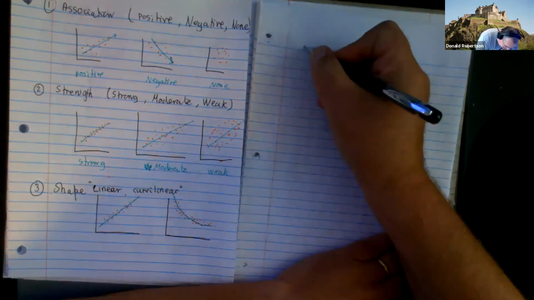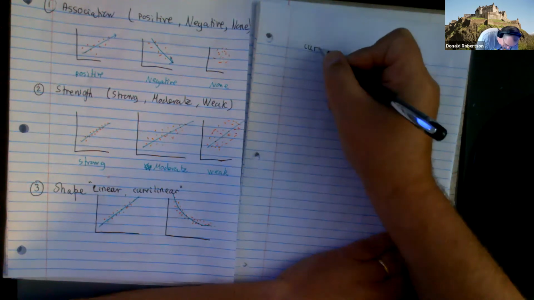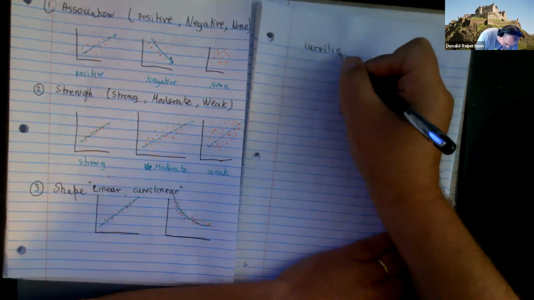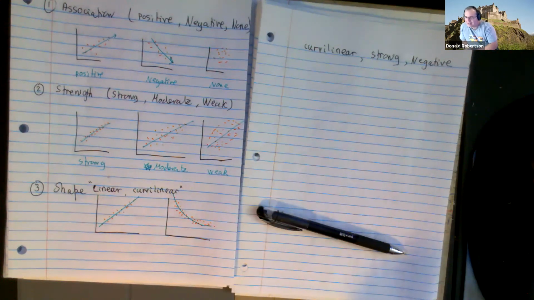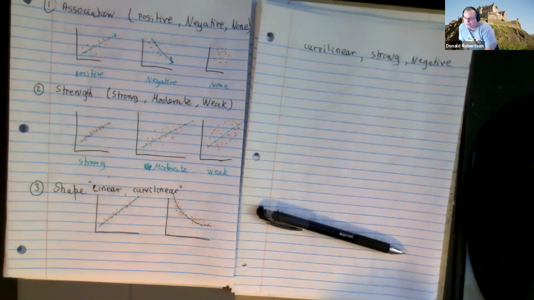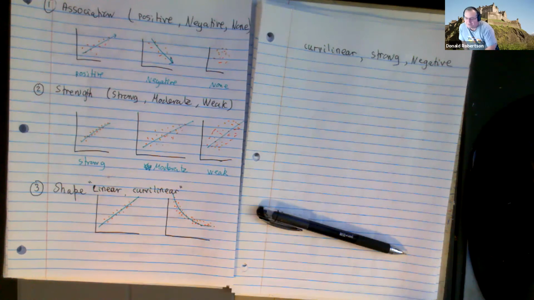And I'm going to put it in any order I like. It's curvilinear. It's strong. And it's negative. I'm going to give you a minute to draw some really baby dot scatter plot that looks like it. You don't need to worry about details. Do one of these kind of pictures, and we'll see if we agree at the end. So you've got 1 minute, no rush, go for it.